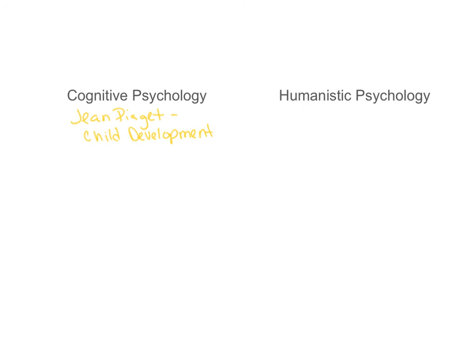For humanistic psychology, we have Carl Rogers. And he is known for unconditional positive regard. Essentially, what that means is that no matter what, we view people with a positive outlook and a positive regard. Essentially, teachers and parents should have unconditional positive regard for their students and children, respectively.